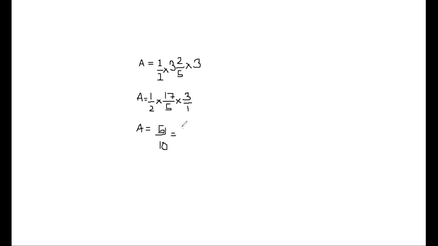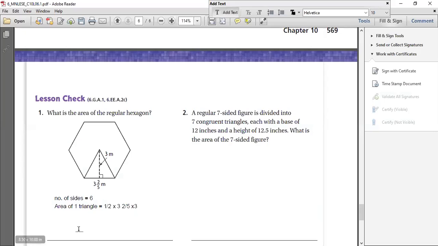So that's going to be 5.1. So this is the area of one triangle. So the area of one triangle is going to be 5.1. We solved it there, and then we will write the answer here. So 5.1 square meters, because the units are in meters now.